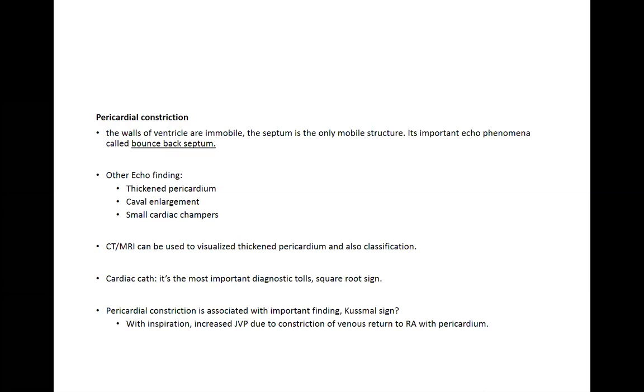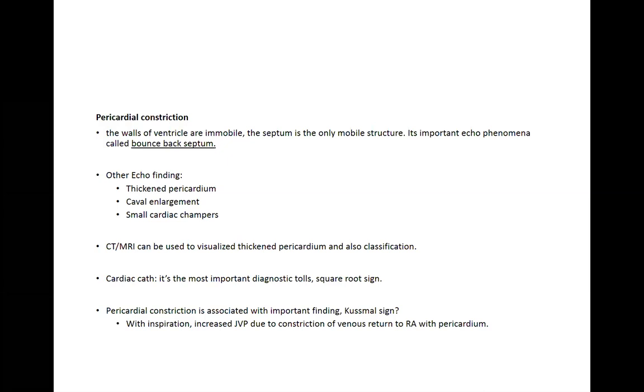What are the other echo findings that you can see? You can see a thickened pericardium, caval enlargement, and small cardiac chambers. This is very important because when we talk about how to differentiate between constriction and restrictive cardiomyopathy, we will talk about this. What are other modalities of diagnosis? You can use CT or MRI to visualize the thickened pericardium. Sometimes you can see some calcifications.